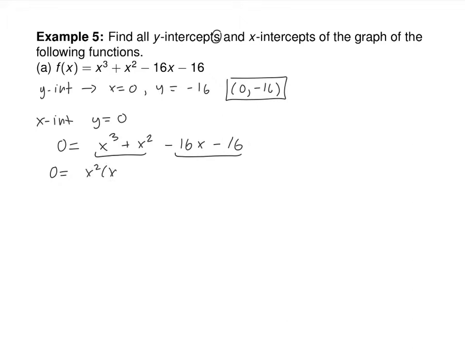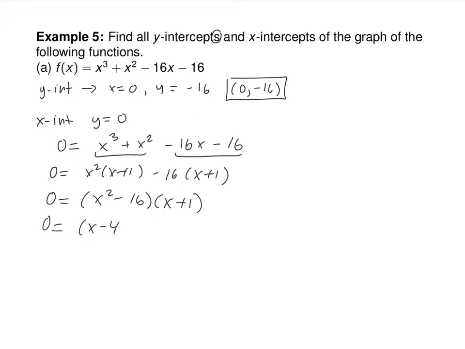X squared for the first 2. And the second 2 is -16, and that becomes x plus 1, right? Because those linear factors match, you know grouping works, and woohoo! No one else seems excited. Okay, just me. X squared minus 16 times x plus 1, right? And then will x squared minus 16 factor any more? What's it factor into? X minus 4, x plus 4.